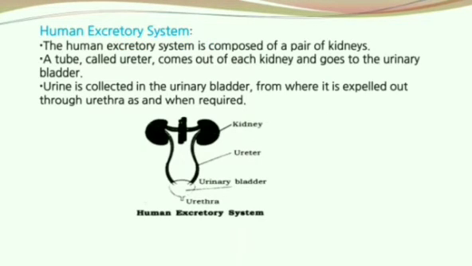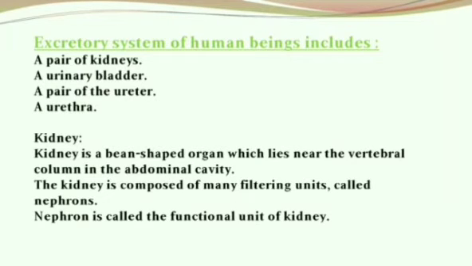The human excretory system is composed of a pair of kidneys. A tube called ureter comes out of each kidney and goes to the urinary bladder. Urine is collected in the urinary bladder, from which it is expelled through the urethra as and when required. So, as I have already said, the human excretory system consists of a pair of kidneys, urinary bladder, a pair of ureters and a urethra.